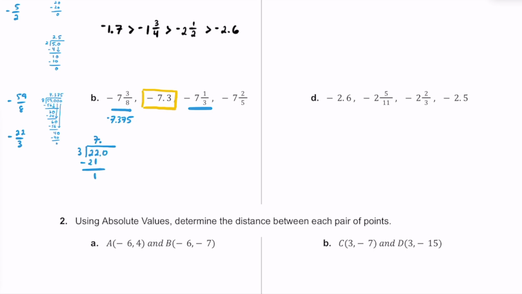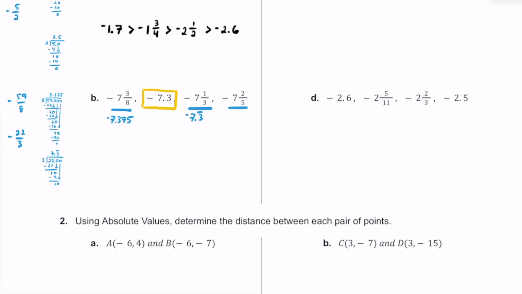Decimal, 0. Bring the 0 down. 3 into 10 is going to be 3 times. 3 times 3 is 9. We're going to get a remainder of 1. And this is just going to keep repeating itself over and over again, right? So we're going to put another 3, and so on and so forth. So we know it's going to be 7.3 repeater. So this is going to be negative 7.3 with a bar on top of it. So that 3 goes on forever.